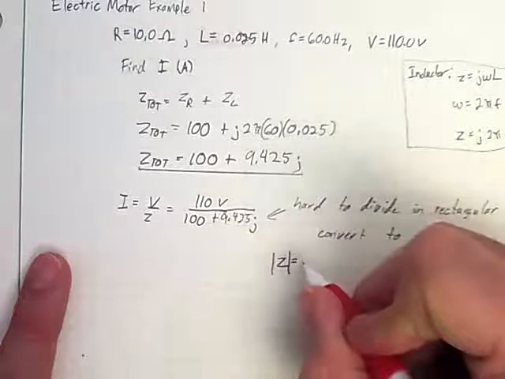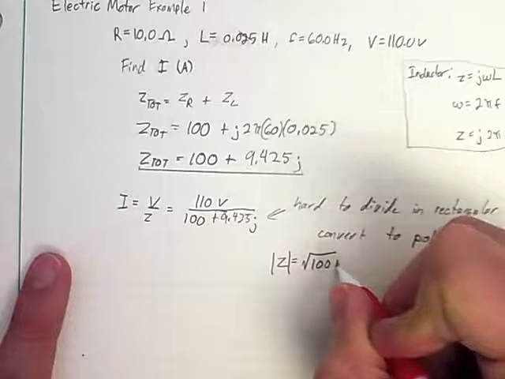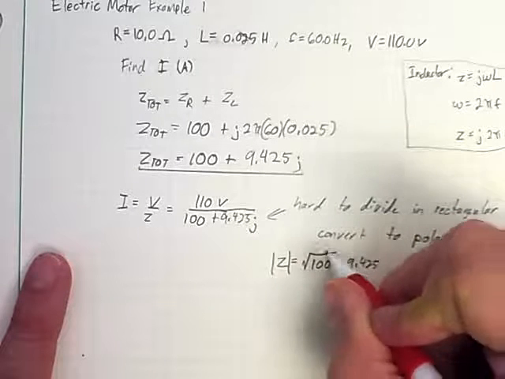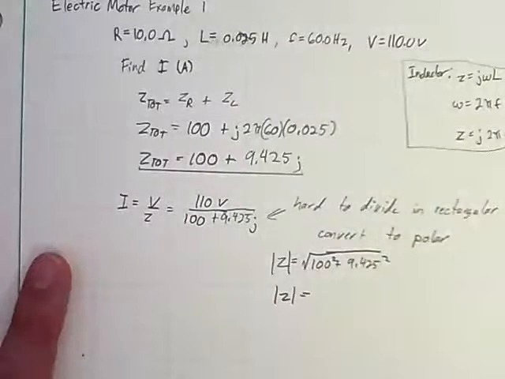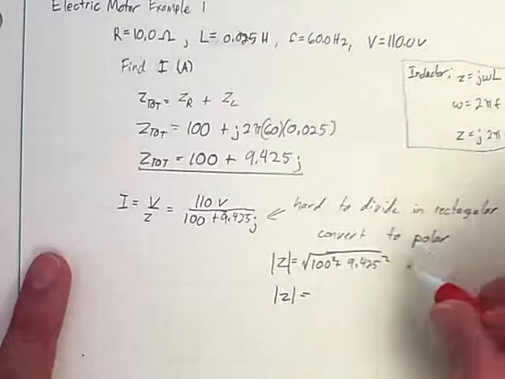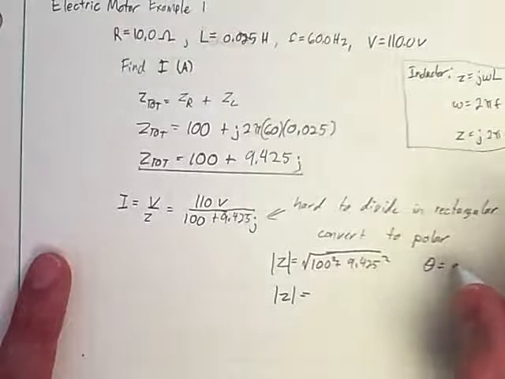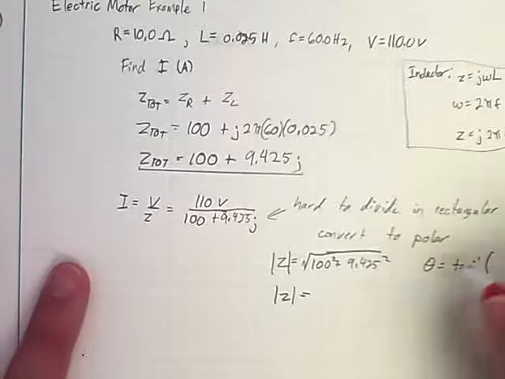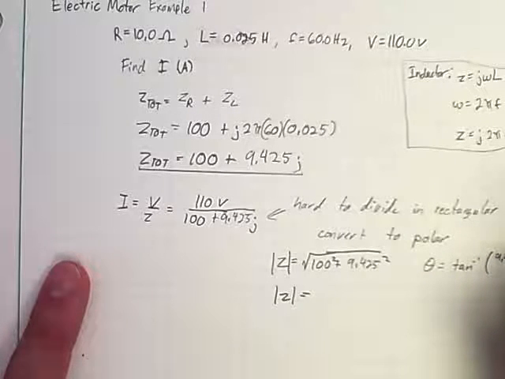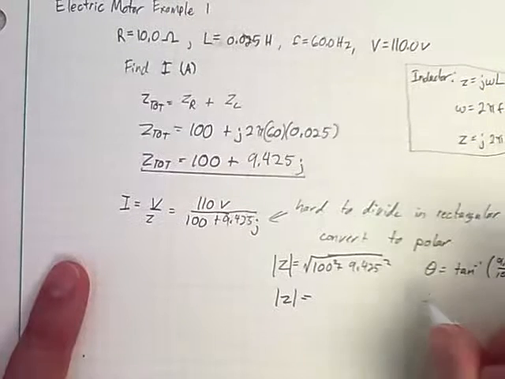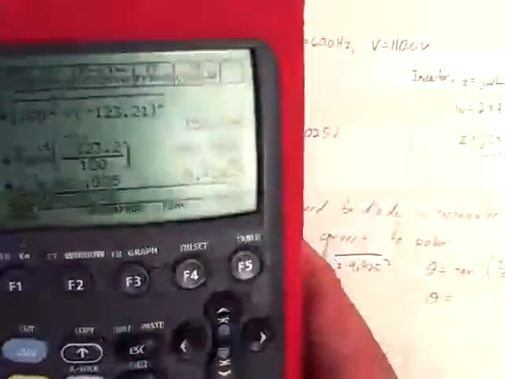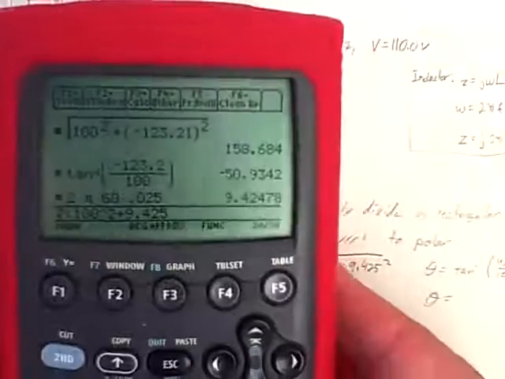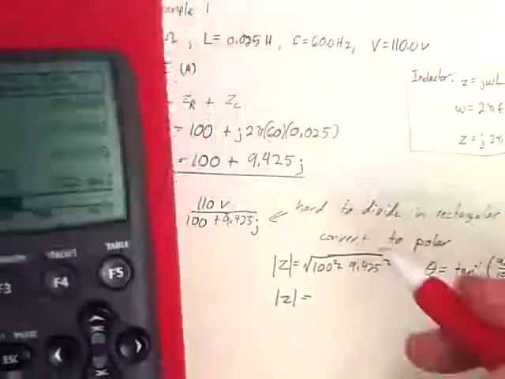So if we convert to polar, the magnitude of Z is the square root of 10 plus 9.425. Square both of those, take the square root. And the angle theta is the tan inverse of the imaginary part over the real part. So calculator, 10 squared plus 9.425 squared, take the square root.